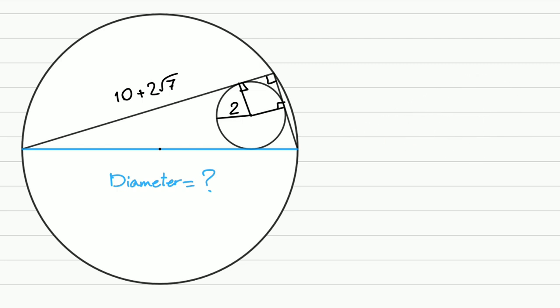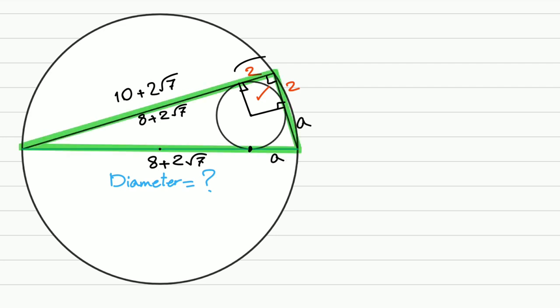If we add these two perpendicular radii, we have a square with a side 2, so this is 2, this is also 2. And if this one is 2, the rest of it will be 8 plus 2 times square root 7. And that is equal to this part, 8 plus 2 times square root 7. What about this one? Let's call it a. This will be also a. Now what? Pythagoras for this right triangle to find a.